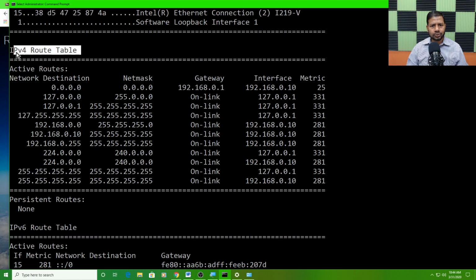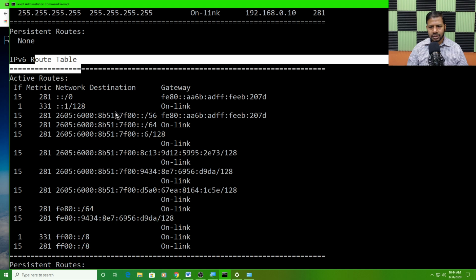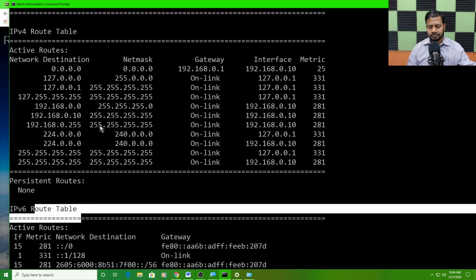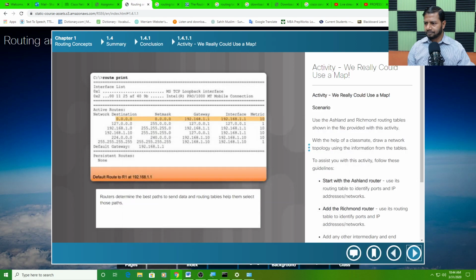Every PC has a routing table, and a PC's routing table looks different from what a router's routing table looks like. It's totally different. But every PC, my PC and your PC, also has some routing tables. IPv6 route table is there also. PCs learn some routes and they keep them in their routing table. That's what it shows right here.